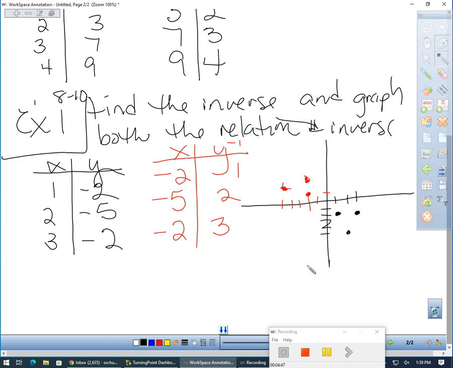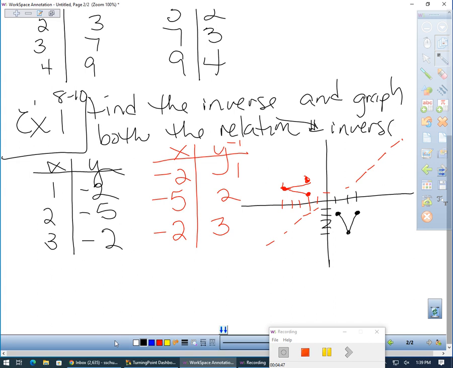So in the first one, if I were to connect my dots, it kind of makes this V shape, right? In my inverse, if I were to connect my dots, it also makes a V shape, but on its side. You'll see it reflects over this beautiful diagonal line. Does everybody see that reflection? Okay. All right, so any questions so far?